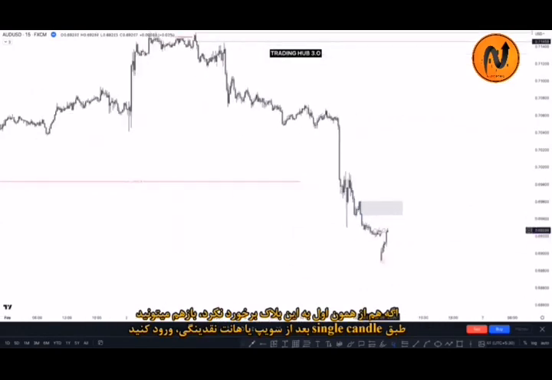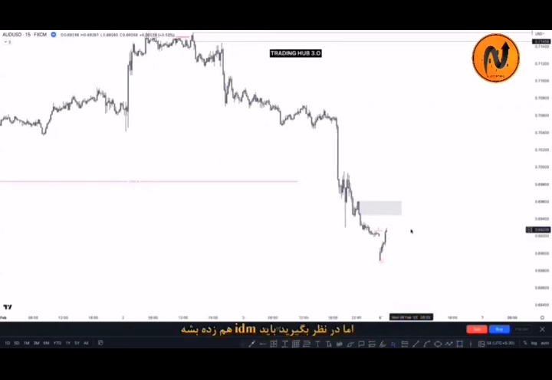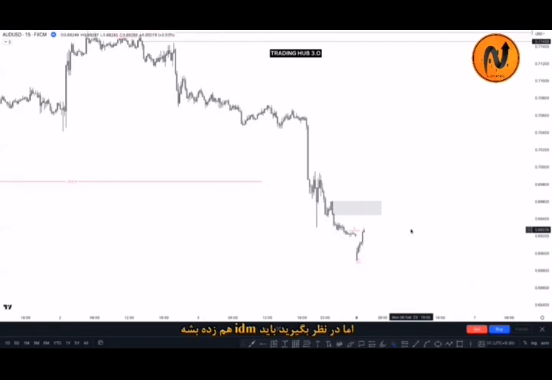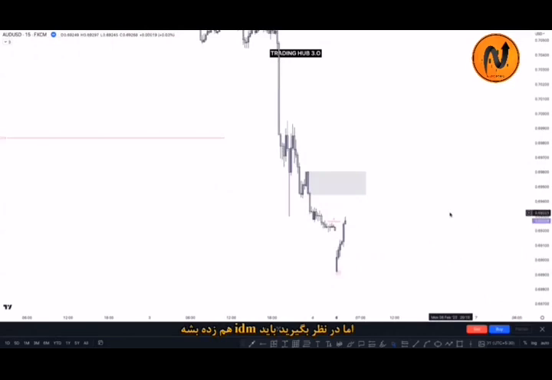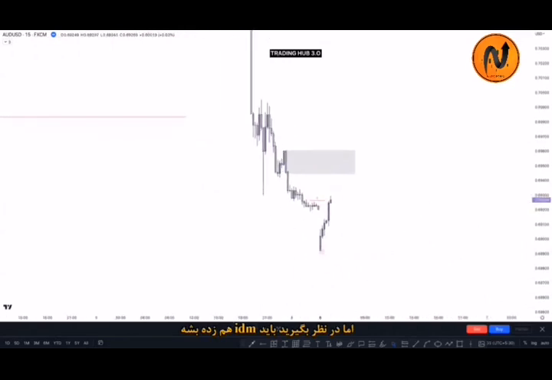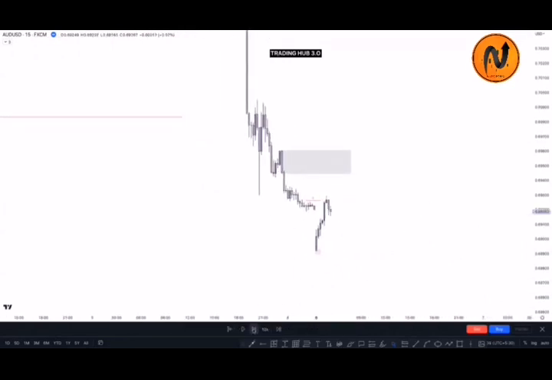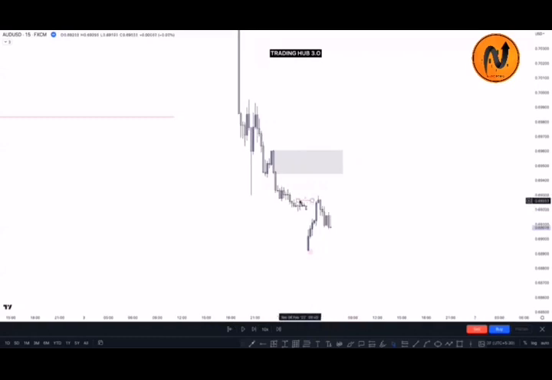It just sweeps this inducement and the candle closes below it, and you can also take entry based on the single candle order block here. But price must take out the inducement. So let's see what happened next and how you can deal with this situation.